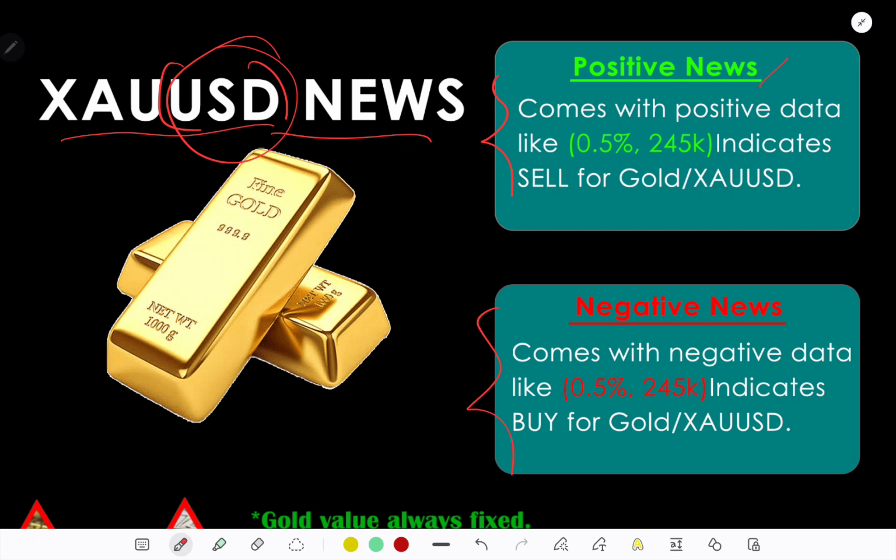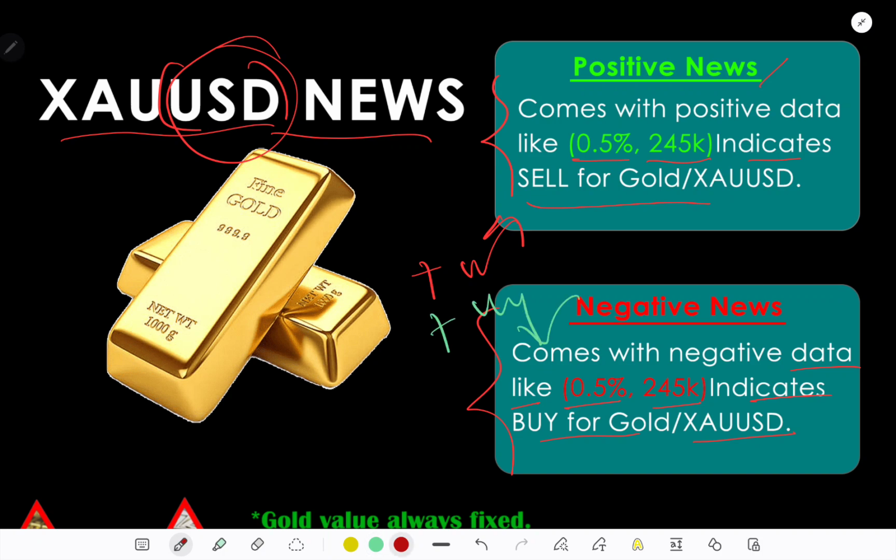So for positive news, if news data comes with a positive value like green 0.5% or 245k, it indicates sell for gold. Okay, I will explain later why for sell, why for buy. Why for positive news we take sell, and why for negative news we will buy. If news data comes with negative, like red 0.5% or red 245k, it indicates buy for XAUUSD. That means for red data we will buy gold, for green data we will sell gold.